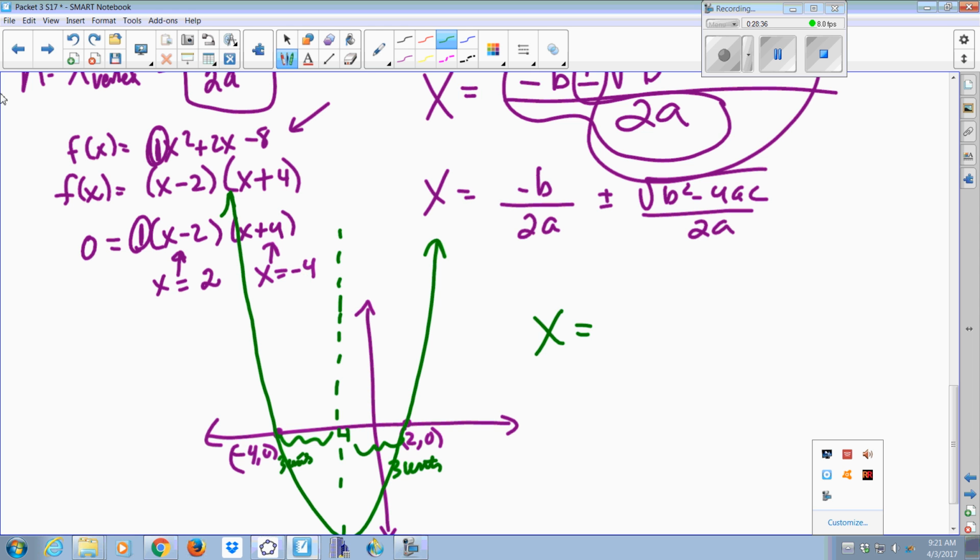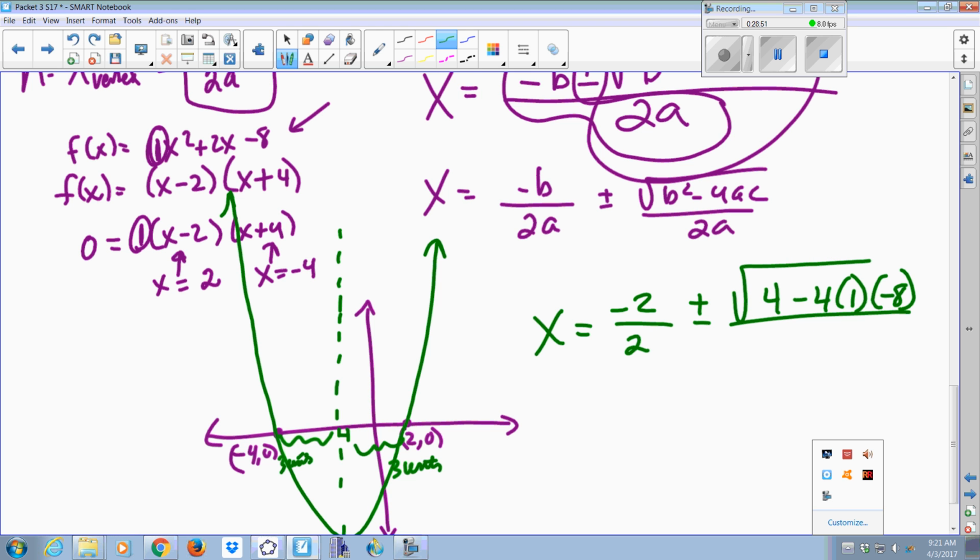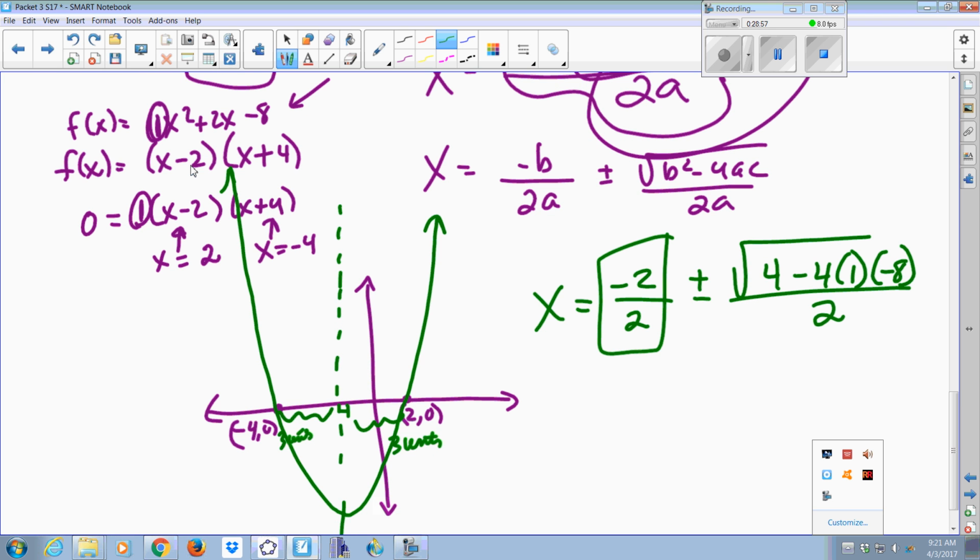x equals, so here's our original equation right here, negative negative 2 over 2a plus or minus the square root of negative 2 squared minus 4 times a times c, all over 2a. What's this number right here? Negative 1. That's the x value of your vertex. There it is, right there, negative 1.